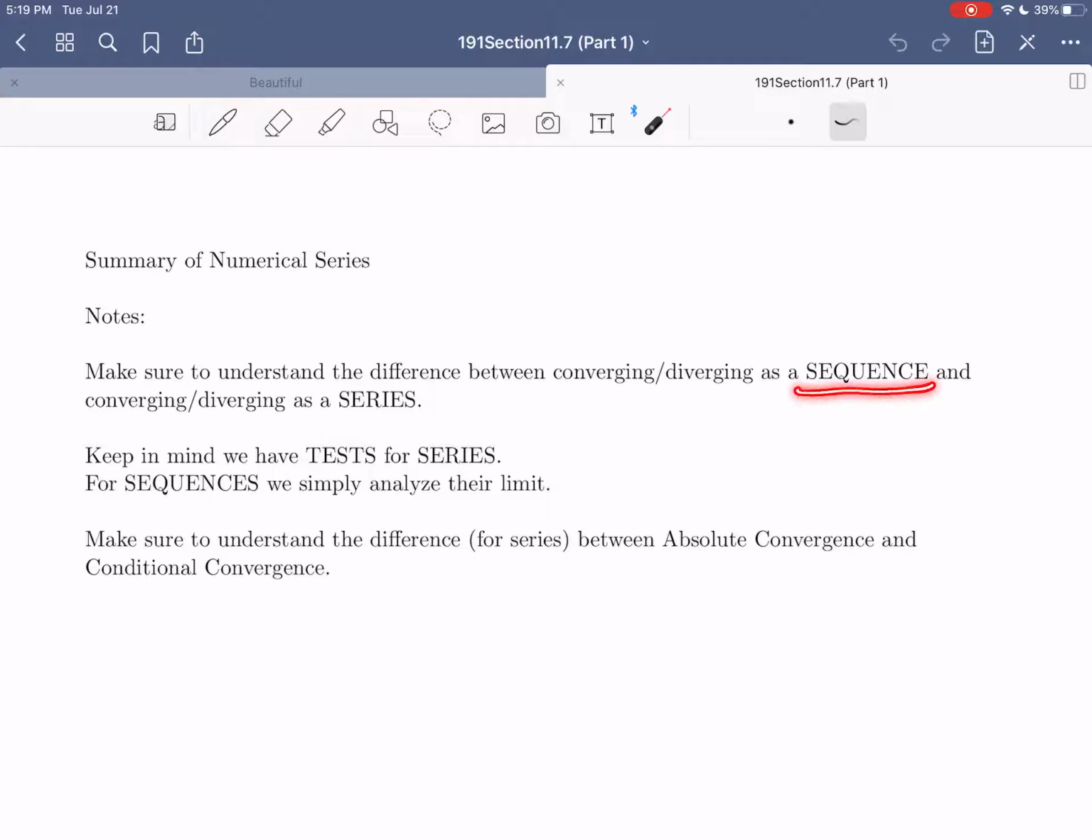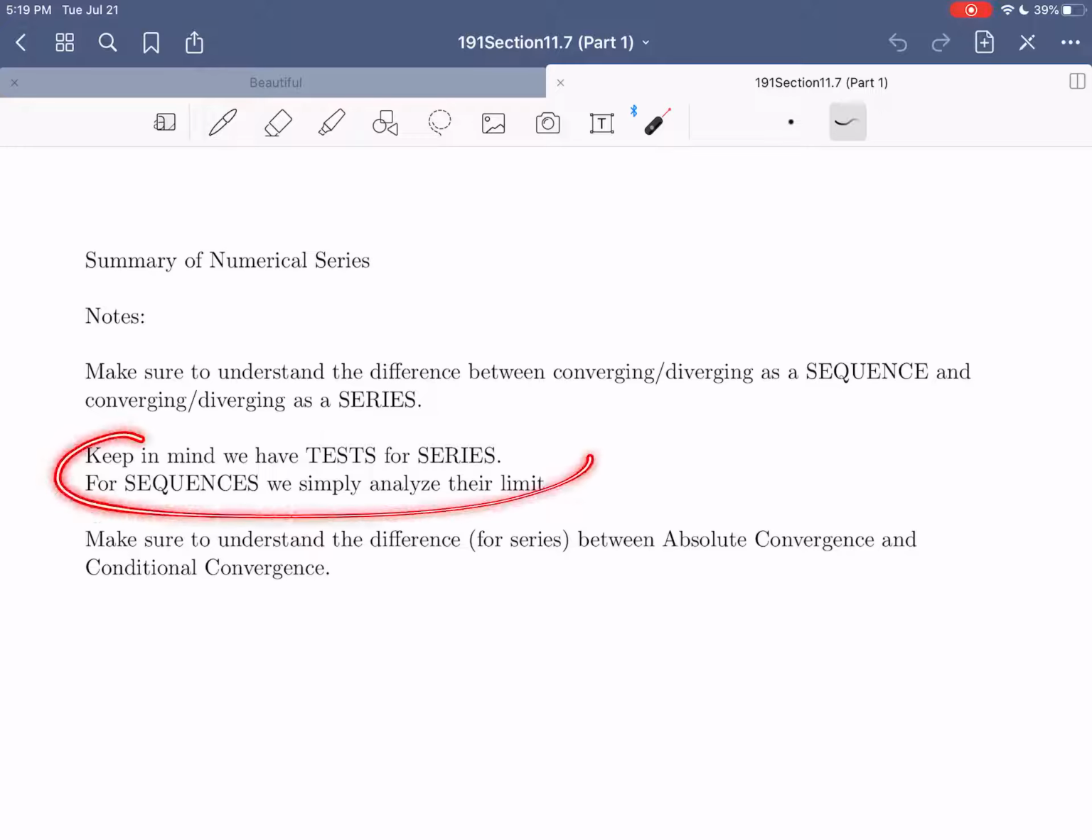Remember, a sequence is simply, as its name would imply, a sequence of those values. So talking about whether those are converging or diverging is talking about where those values are headed. A series is summing up a sequence. So when we talk about that converging or diverging, we're not saying where the terms are headed, we're saying where the sum of those terms is headed.